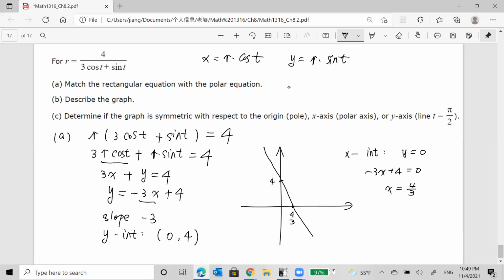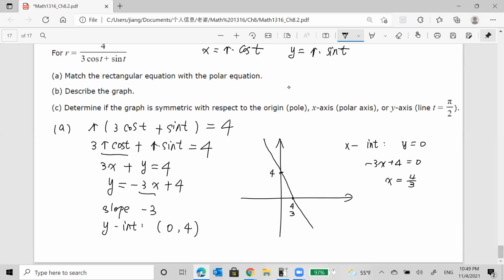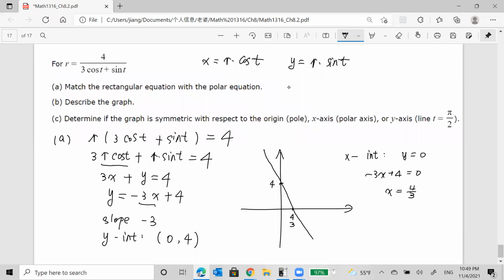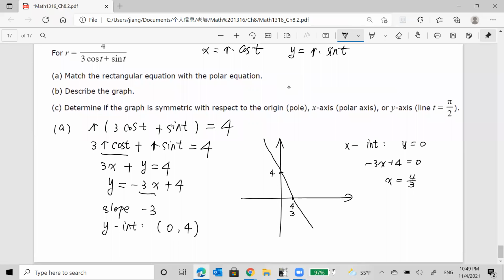So I think that's all about chapter 8.2. If you have any questions, please let me know.